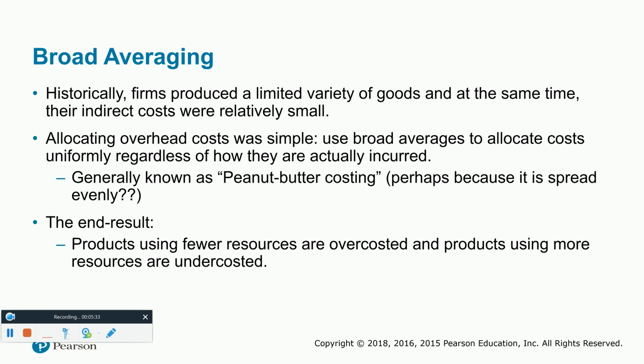Okay, so keep that in mind. What did we do? We used a simple average to allocate our overhead costs. Using broad averages to allocate costs, no matter how they're actually incurred, is probably not the best way to allocate costs. You can see here the author's making a little bit of a joke. This is generally known as the peanut butter costing method. Why? Because when you put peanut butter on a bread, it goes on smoothly. All right? But in reality, every product we make is not a smooth process.